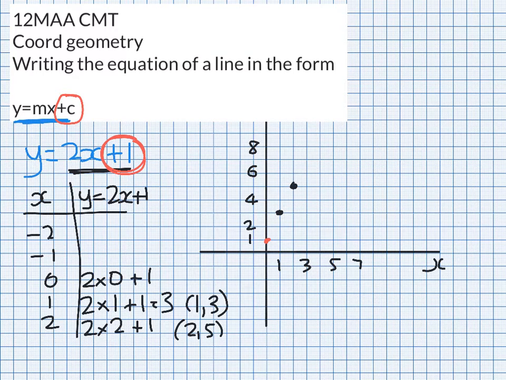So this is revision from earlier years as well. I've got my gradient here, which is the rise over the run. So I can take any 2 points and work out the ratio of the vertical change over the horizontal change. So m is the change in y over the change in x. And in this case, I'm going up 2 every time and out 1. And that number comes from here.